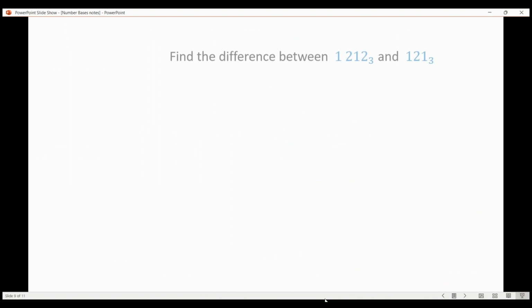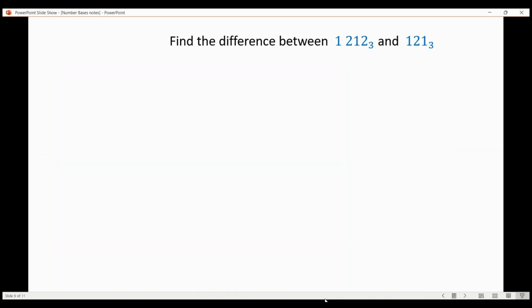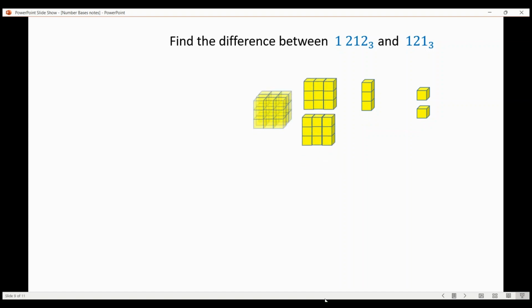Let's go on now to practice the subtraction operation again, but we're going to do it with a different base. So find the difference between 1 2 1 2 in base 3 and 1 2 1. So let's do the normal thing. Let's bring it up and recognize we have 2 units, and then 1 group of 3, and then 2 groups of 9, and 1 cube. And this represents 1, 2, 1, 2.